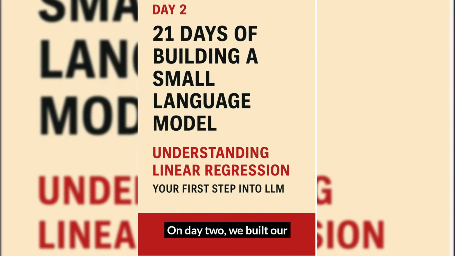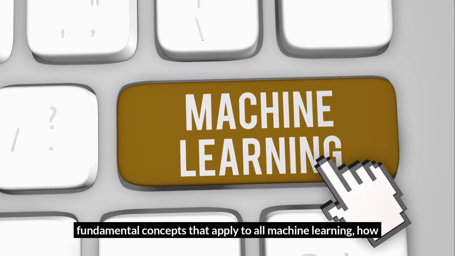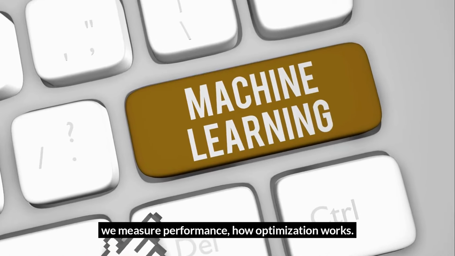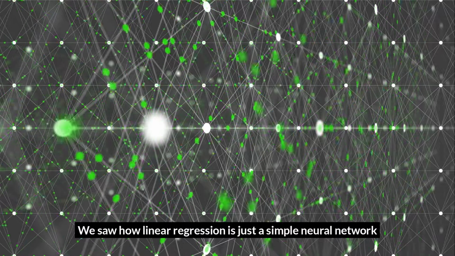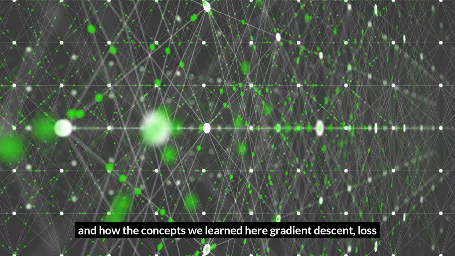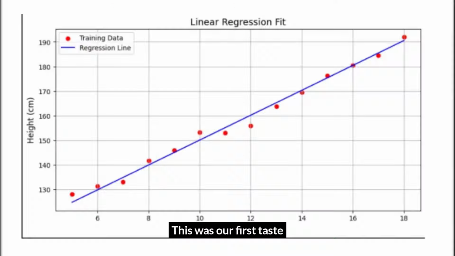On day 2, we built our first machine learning model, linear regression. This might seem simple, but it's where we learned the fundamental concepts that apply to all machine learning, how models learn from data, how we measure performance, how optimization works. We saw how linear regression is just a simple neural network, and how the concepts we learned here, gradient descent, loss functions, training loops, apply to language models too. This was our first taste of actually building something that learns.